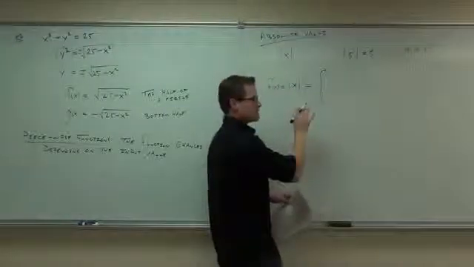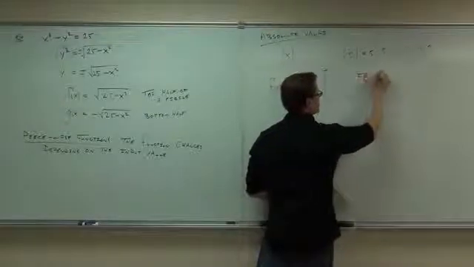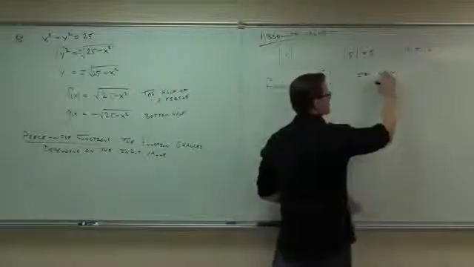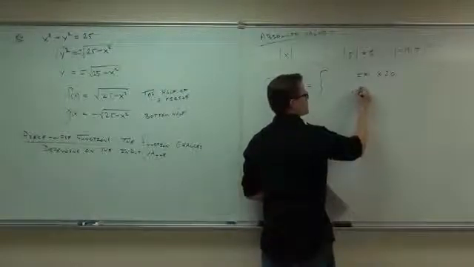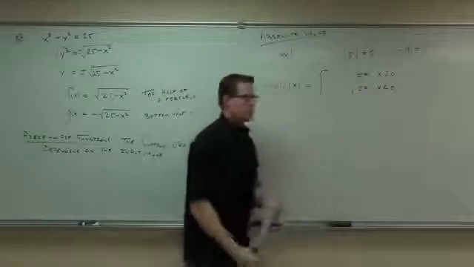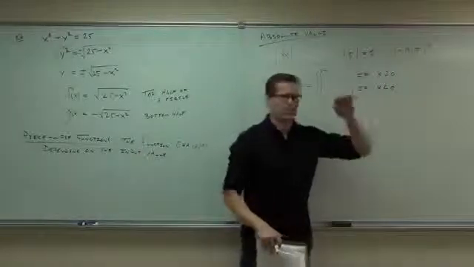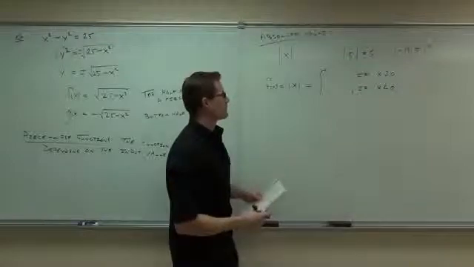Here's what the absolute value does. It says you're going to do something if x is greater than or equal to 0. You can do something else if x is less than 0. Some people define it as strictly greater than, strictly less than, and then when x equals 0 itself, we're going to define it like this.